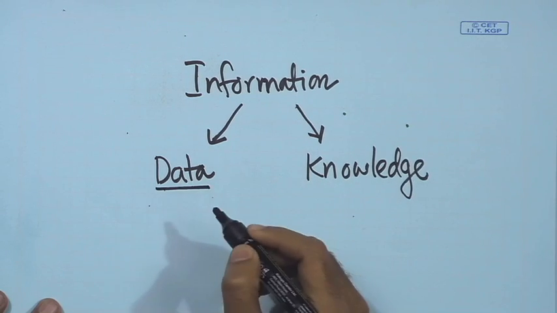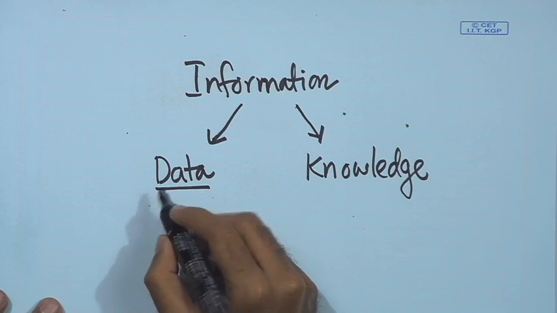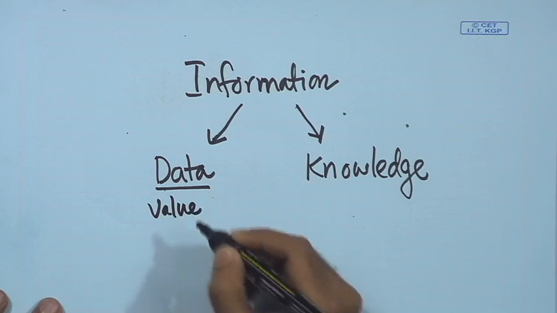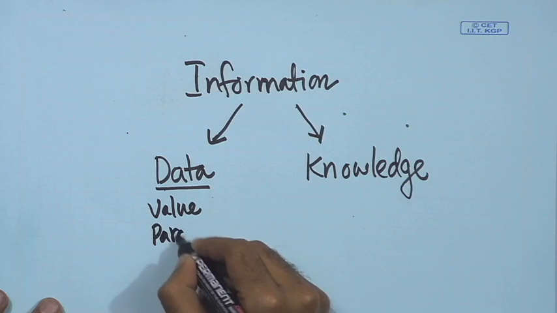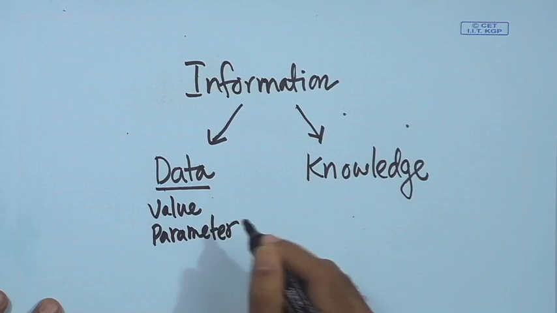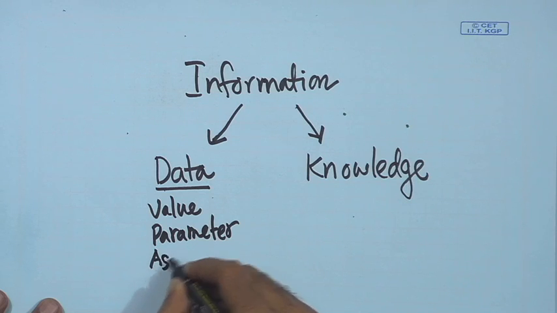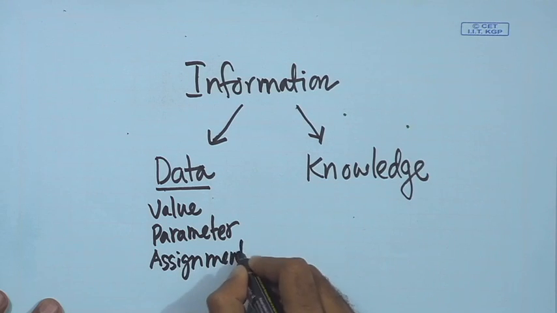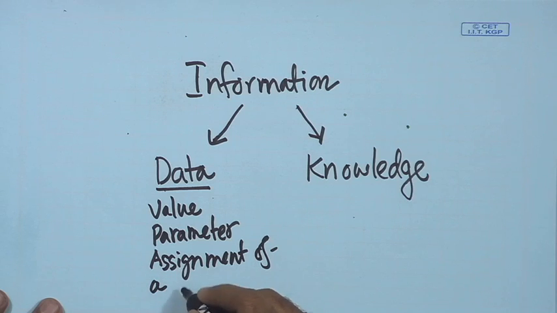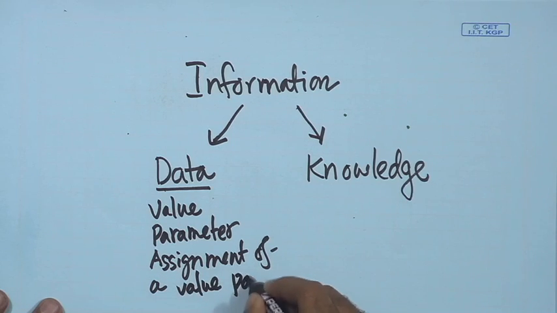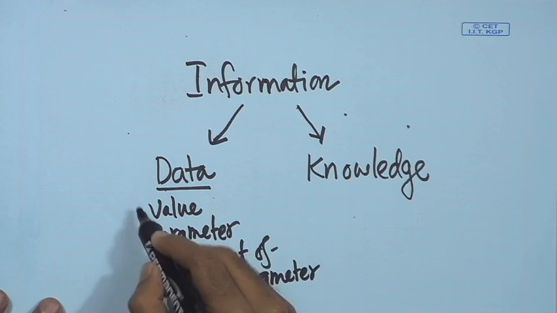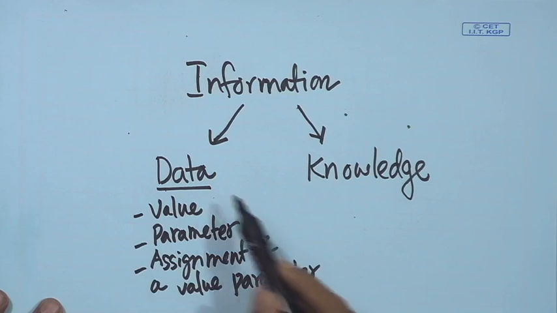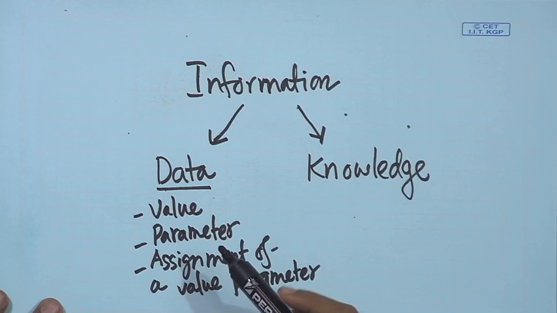Talking about data, data is something which is related to some kind of value or parameter, or some kind of assignment of a value to a parameter. So data ranges between these factors. It is generally a value or a parameter or some value that you assign to a parameter. So data always comes in this form.